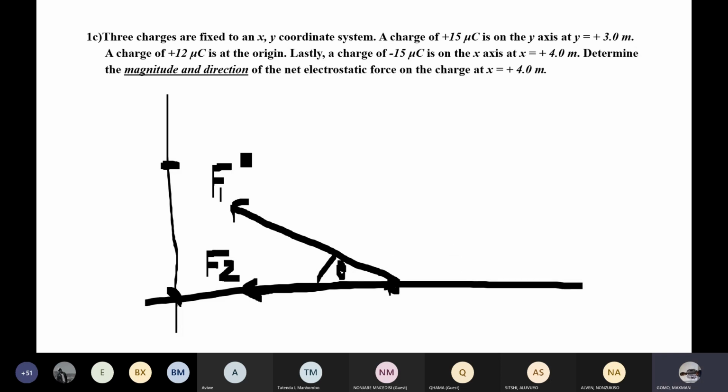Remember, this F1 here is acting at an angle, which is theta. Therefore, there is a horizontal component and a vertical component with respect to F1 and theta. For you to be able to do that, you need to resolve. When we are resolving, we are completing this triangle here. After completing this triangle, you have your F1 here and your theta.